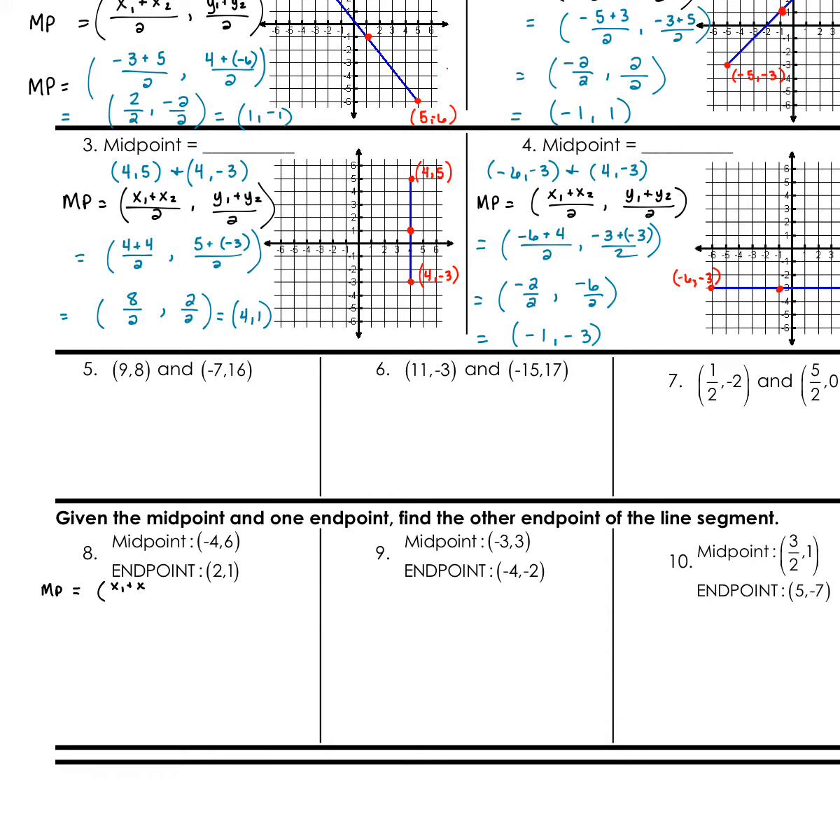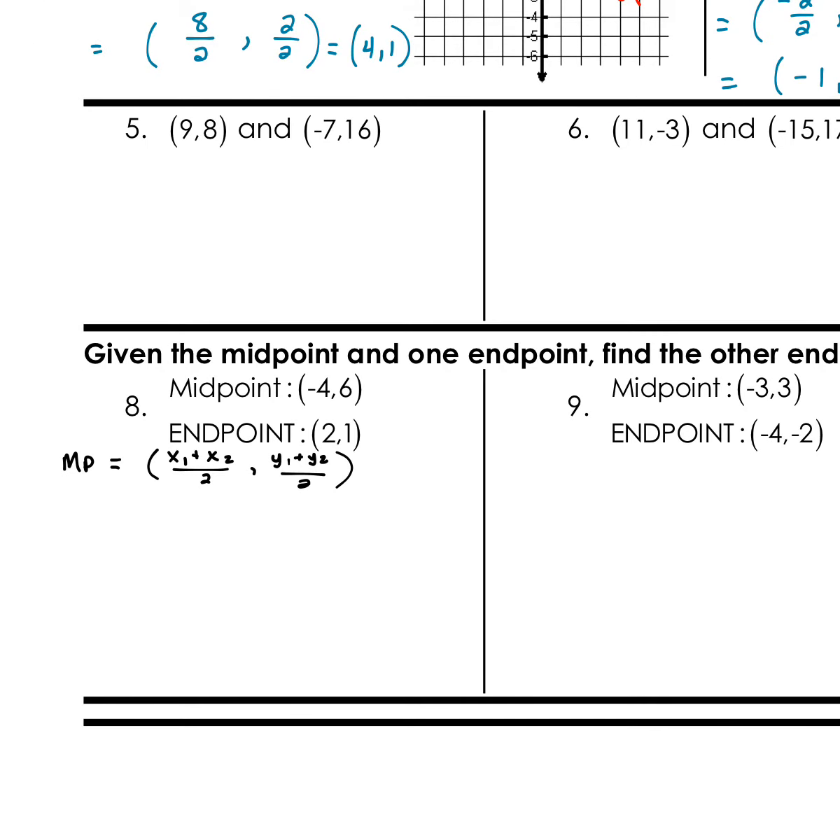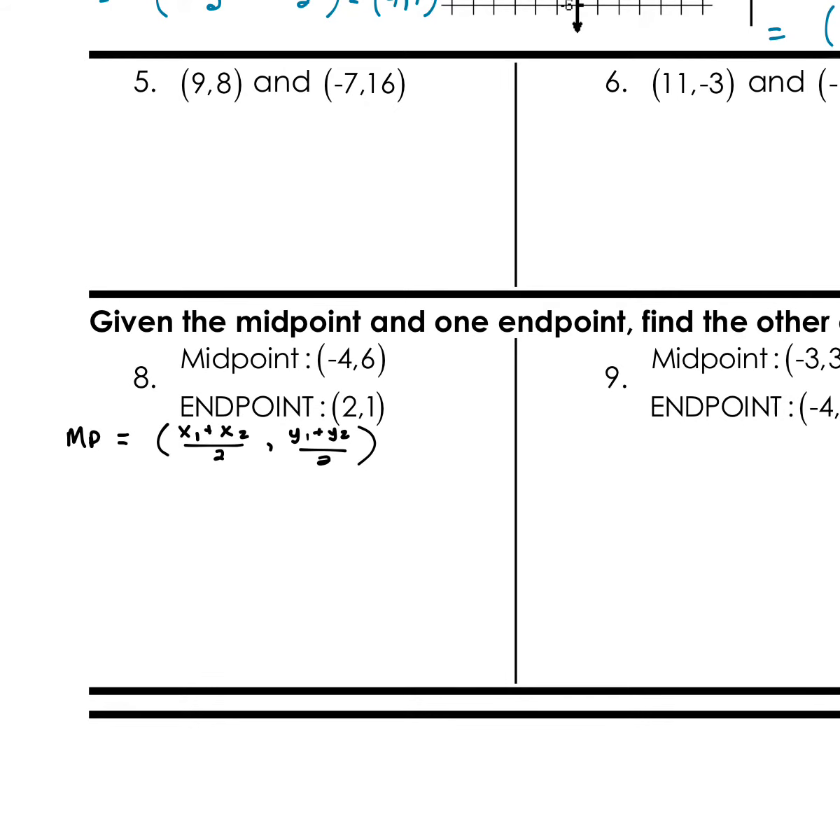x1 plus x2 over 2, y1 plus y2 over 2. So we're still using the same midpoint formula. That's not going to change. What's going to change is now, if we still want to leave this guy x1, y1, and then I'll do the next one where it's x2, y2, just to show you that it doesn't matter how you set it up. And then remember, guys, this is the x and y of our midpoint. So I'm going to show you. So our midpoint is -4, 6, right?